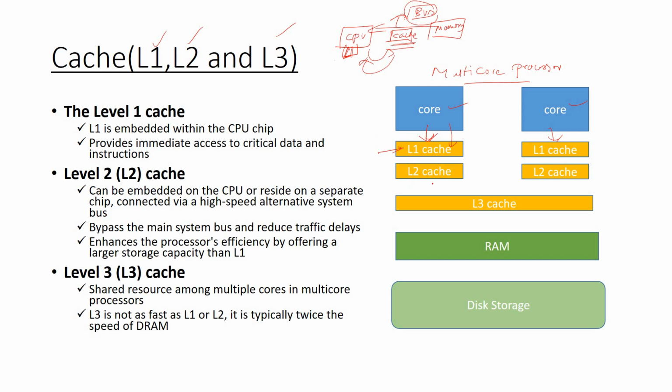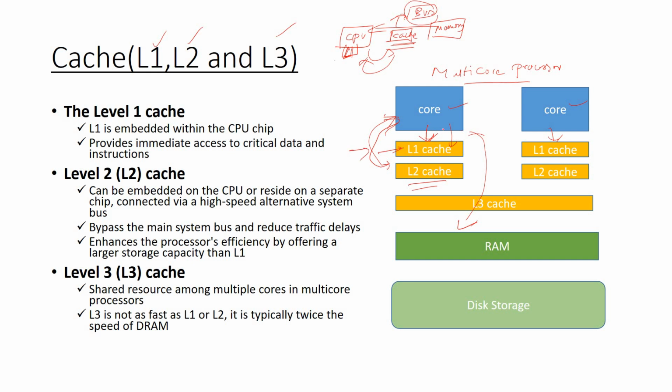The next one is L2 cache. The L2 cache can also be embedded within the CPU, or it can reside in a separate chip which is connected via a high-speed alternate system bus. That means it will not use the actual bus between the CPU and RAM. It has a separate high-speed alternate system bus. So the data transfer from this L2 cache to the CPU will be very fast when compared to the data transfer from RAM to the CPU. It will bypass the main system bus and reduce the traffic delay.